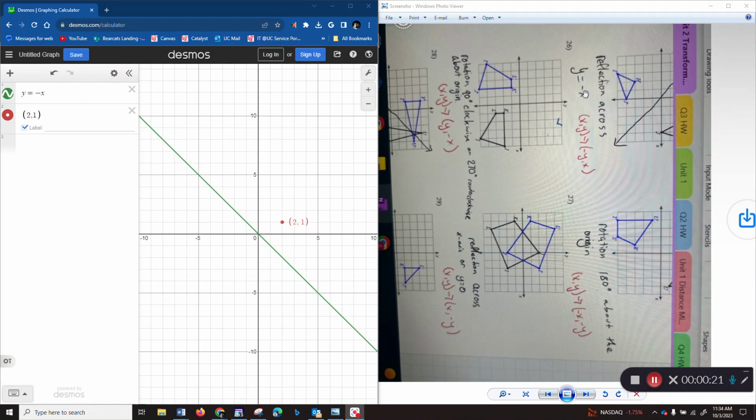So in this scenario, y equals negative x. I already got that one going. Y equals negative x, and here it is. You need to make sure that when it reflects across this line, it's equidistant, so it's the same distance on the other side. So how far away is this point from this line?